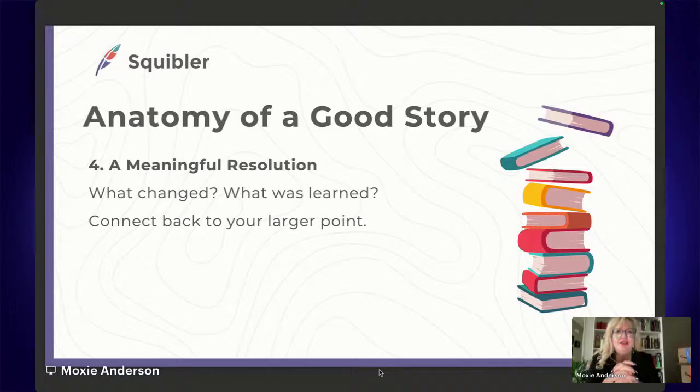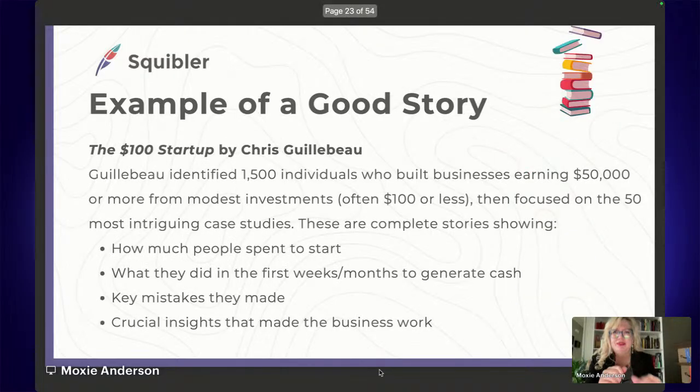What changed here, what was learned, and then connect it back to the larger point of the chapter itself. Keep that theme in mind. An example of a good story here, there are quite a few in Chris Guillebeau's book, The $100 Startup.